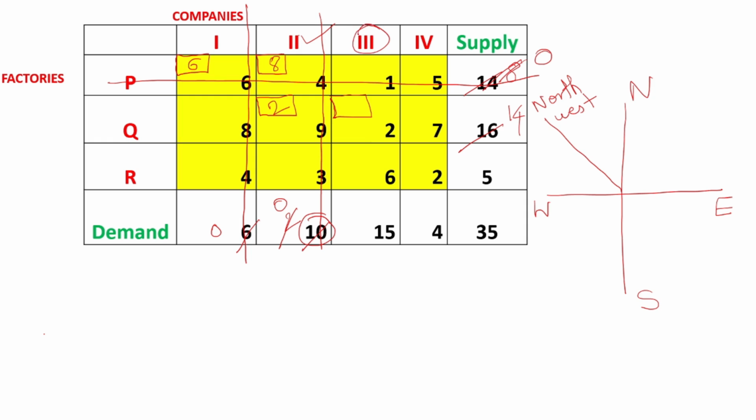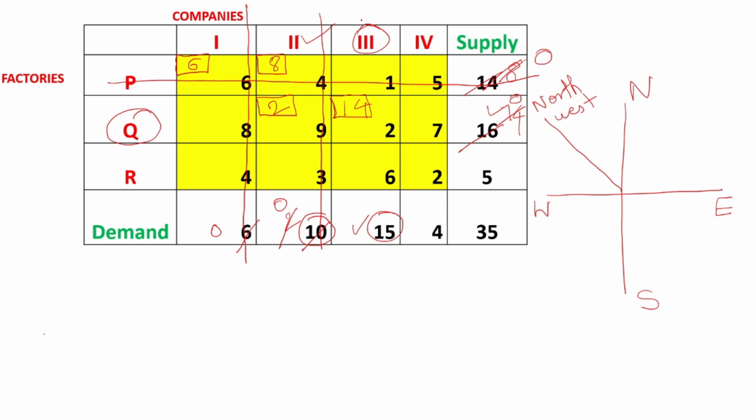Column 3. And it belongs to which row? Row Q. So Q is currently supplying 14 and column 3 is currently demanding 15. Out of 14 and 15, which is the minimum? 14 is the minimum. Okay, so take this 14. Since 14 are taken, here 0 will become. All 14 are taken over here.